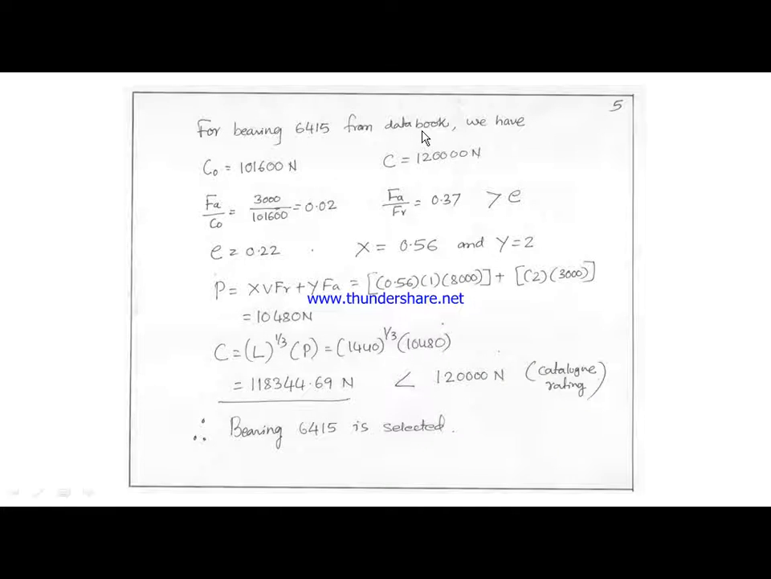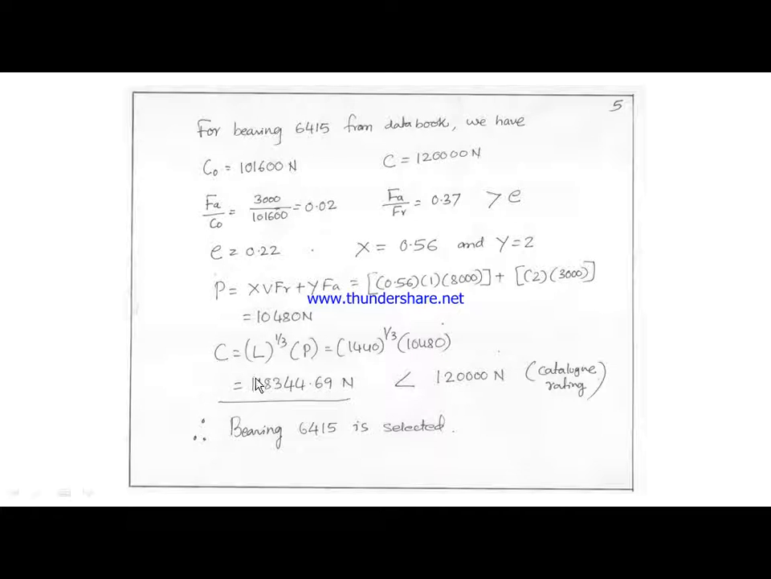For this 6415 series, the values of static capacity and dynamic capacity are these. Calculate the ratio Fa by C naught, 0.02, and Fa by Fr, 0.37, and get the value of e from the tables corresponding to this value of Fa by C naught, which is 0.22, and see whether Fa by Fr is greater than e. Yes, it is. 0.37 is greater than 0.22. So for this condition and for this value of Fa by C naught, get the value of X and Y from the tables. So X equal to 0.56 and Y equal to 2. Calculate the equivalent load, which is 10480 Newton.